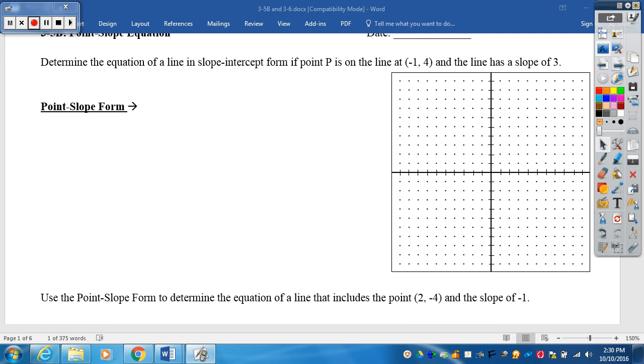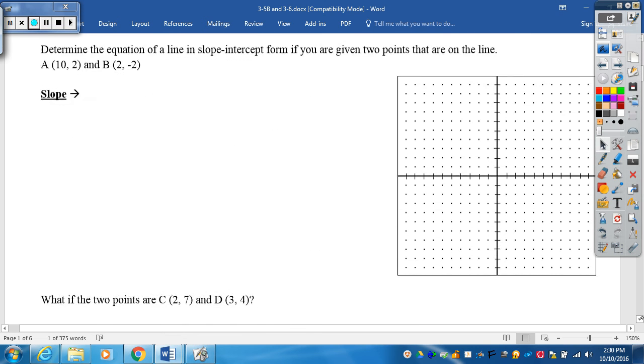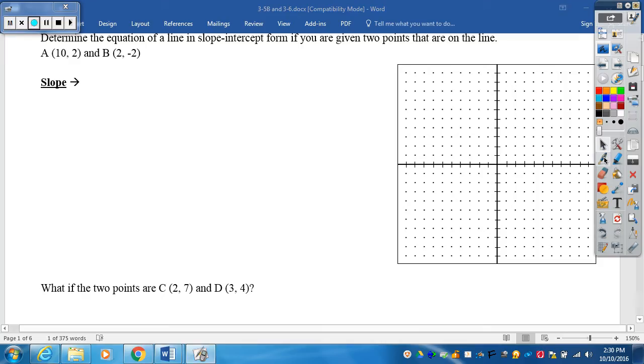All right, so where can I go from there to make this a little bit more difficult? Well, I can take some of the information away and make you solve it from there. So looking at this next problem, it says determine the equation of a line in the slope-intercept form, so just like we did in the first one, if you're given only 2 points on the line. Okay, so again, you can graph those 2 points out over on your coordinate plane and probably figure it out, but I want you to practice using the slope-intercept form.